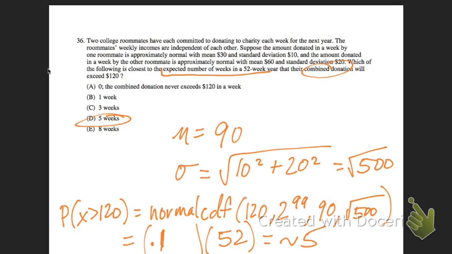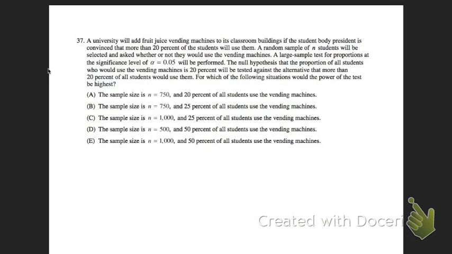So once you get the probability, what is it? 0.089856. Okay. Once you get that probability, you're going to multiply it by the 52 weeks. And that's how you get where it came in. Yes. That one foiled me. It did.